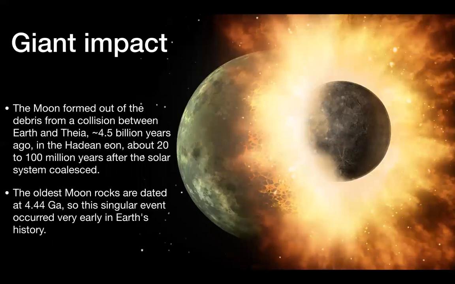Any early development of life must be interrupted by a giant collision between Earth and a Mars-sized planet called Theia. The collision vaporized the surface of Earth, and the debris gathered to form our moon. The collision took place about 20 to 100 million years after the solar system coalesced. Dating of the oldest rocks from the moon at 4.44 billion years ago indicates that this event occurred very early in Earth's history.